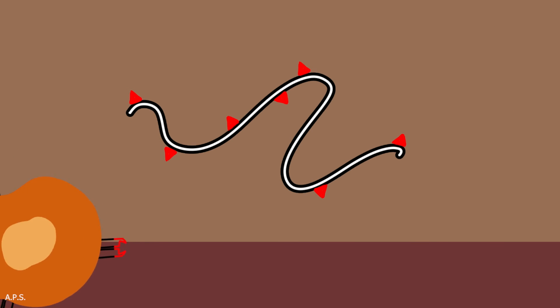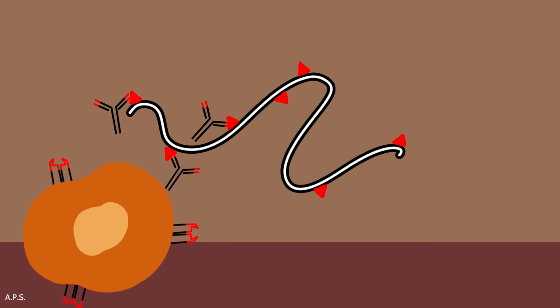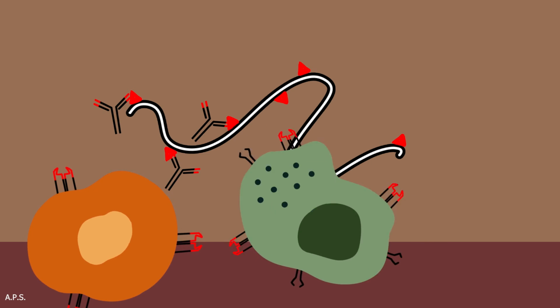The effector cells produce water-soluble antibodies that can then attach to the antigens on the larva. Once attached to the antigen, the antibodies work by attracting the attention of macrophages towards the larva.